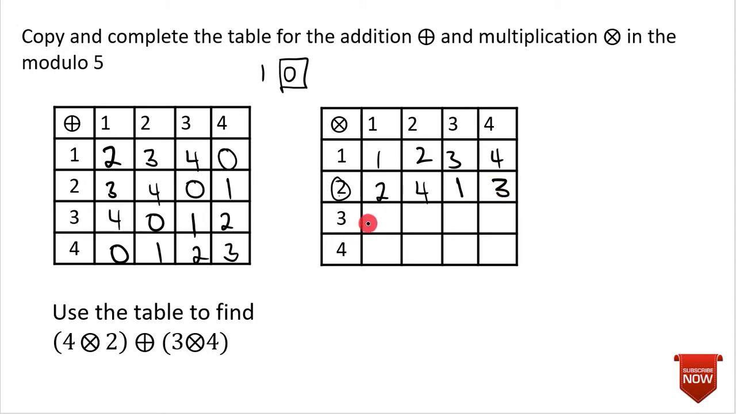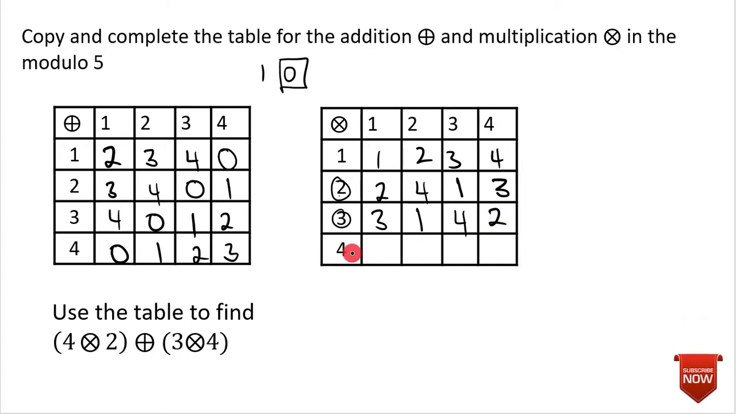Now you come to the 3 here and use that to multiply all these numbers again. 3 times 1 gives us 3. 3 times 2 gives us 6. You can't put a 6 down because 5 goes into 6, 1 remainder 1, so you put your remainder 1 here. 3 times 3 gives us 9. 5 goes into 9, 1 remainder 4, so you put your 4 here. 3 times 4 gives us 12. 5 goes into 12, 2 remainder 2, so you put your remainder 2 here.